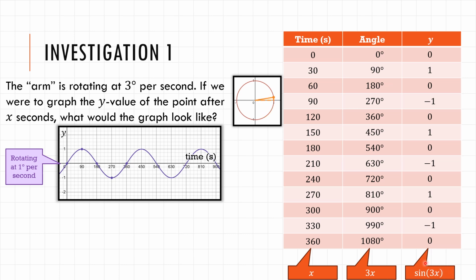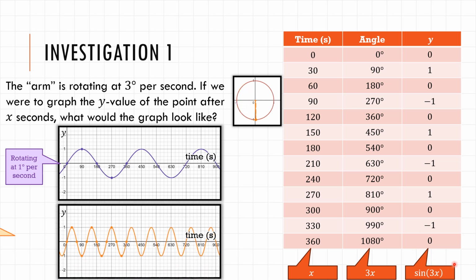And if you want, right now, pause the video and graph y equals sine of 3x and see what you notice. Well, you would see a graph that looks something like this. This is the graph of the same wheel rotating at 3 degrees per second. Notice that it completes one full period in 120 seconds instead of 360 seconds like the original. And so in 360 seconds, it can actually complete 3 periods, which makes sense because it's moving at triple the speed.